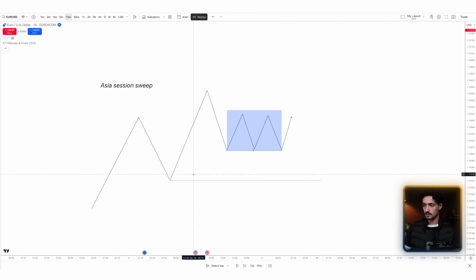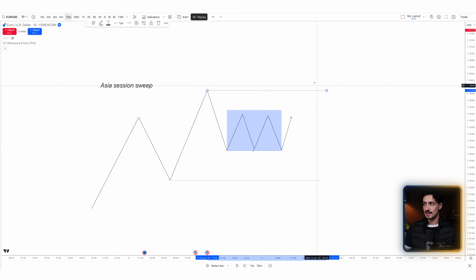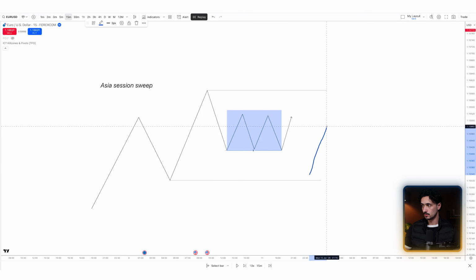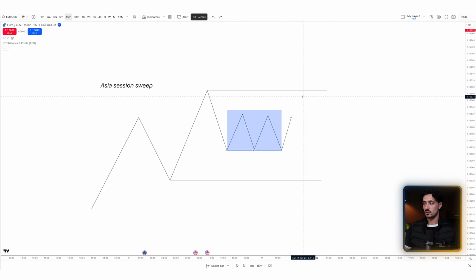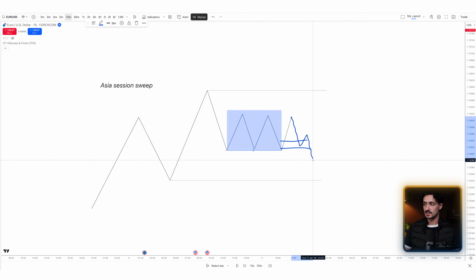So here is my low, here is my high. My daily bias is what? If you said bullish, you are correct. The problem is I know that when we are bullish, Asia session low often gets taken. So wouldn't I be a fool if I was trying to buy at this Asian session low when I know that statistically speaking, this Asia session low gets taken?